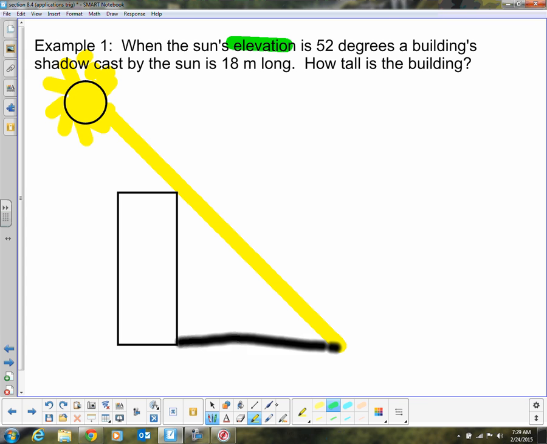Right, where the shadow and the sun meet, that is your angle of elevation. That is 52 degrees. And it says the shadow cast by the sun is 18 meters long. So is the yellow hypotenuse 18, is the building 18, or is the black 18? Okay, the shadow is 18. You just told me the shadow was on the ground. Okay. What do they want to know? How tall is the building? B. We don't know how tall the building is.